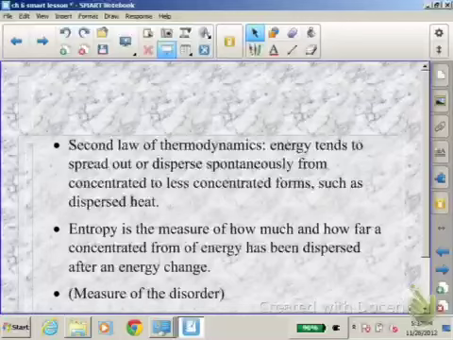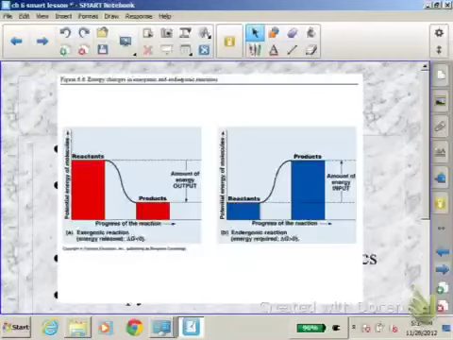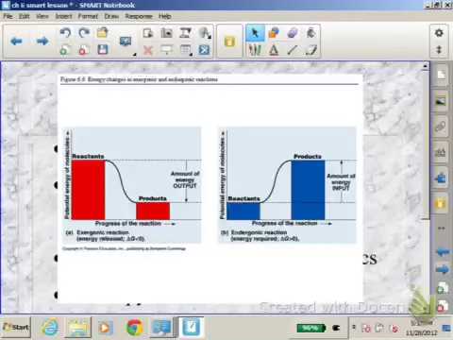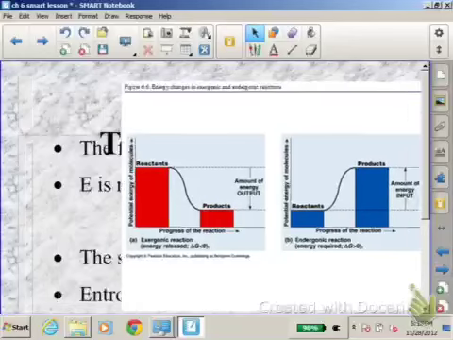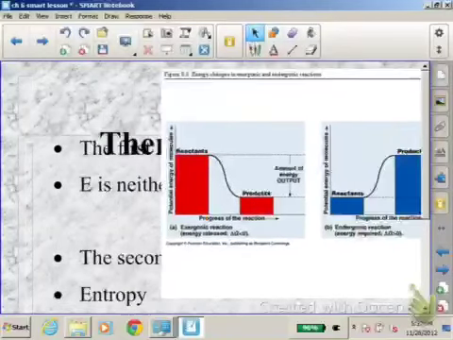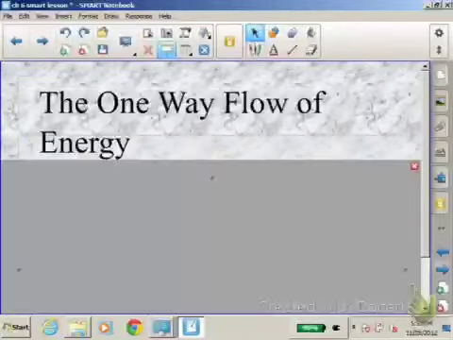Everything in the universe tends to head toward a state of disorder. That's what entropy is. Okay, here is a drawing of the difference between endergonic and exergonic reactions. We're going to talk about those in a second. I'll come back to that.